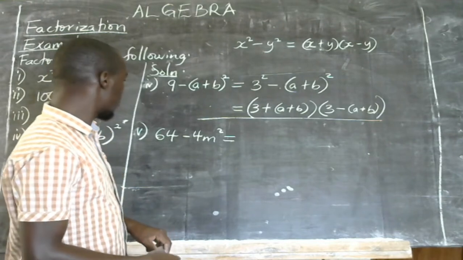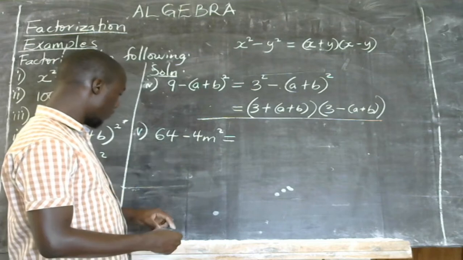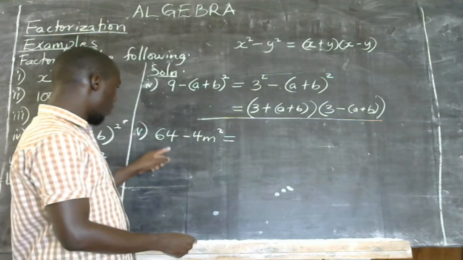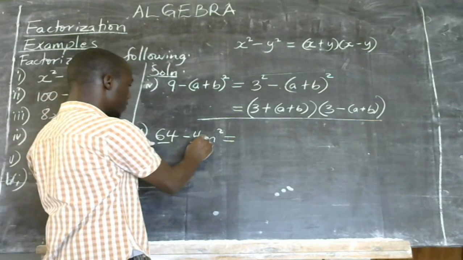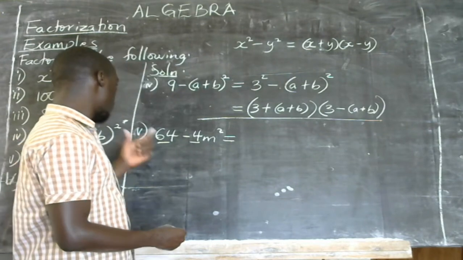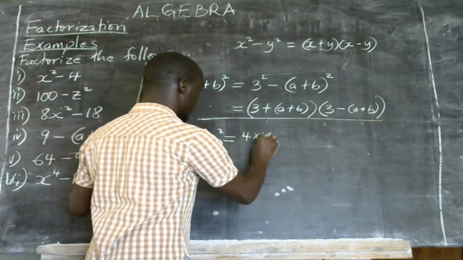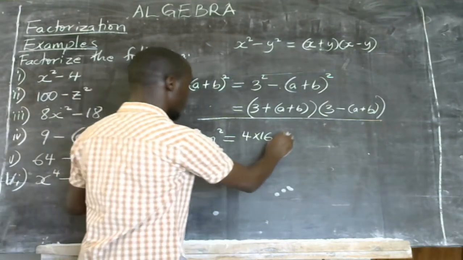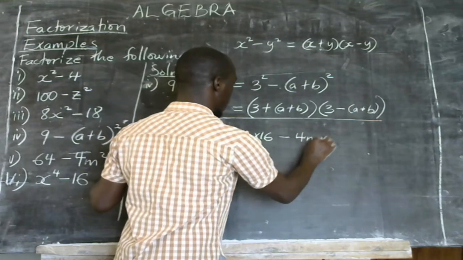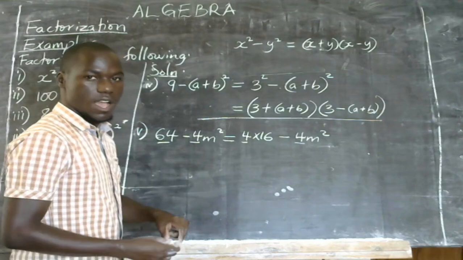Roman 5, 64 minus 4m squared. This one here, there is a factor of 4 which needs to first be factorized before we continue. So 4 times 16 gives me 64, then minus 4m squared. You can see 4 is appearing there and it is also appearing there.